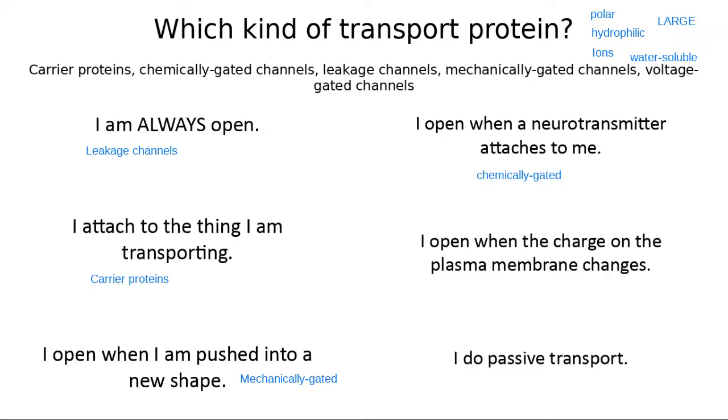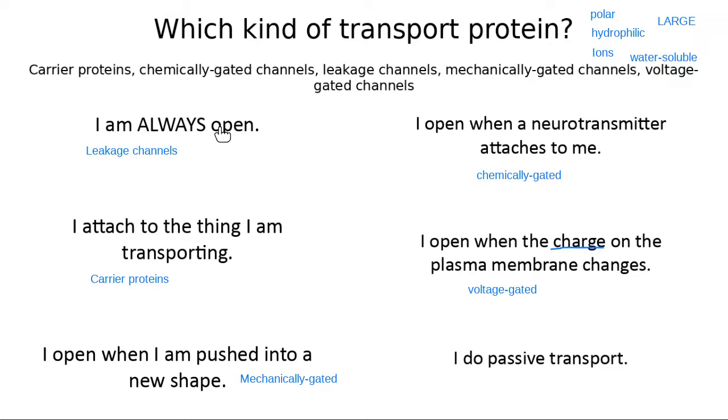And when we talk about charges leading to the membrane opening up, what is the kind of gate on a charge opening us up? Yeah, exactly. If you are opening because of charge, you are voltage gated. Voltage gated, absolutely.